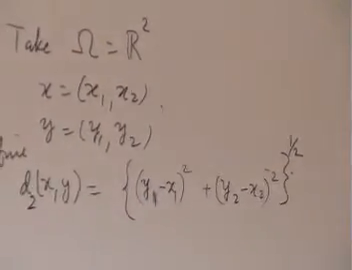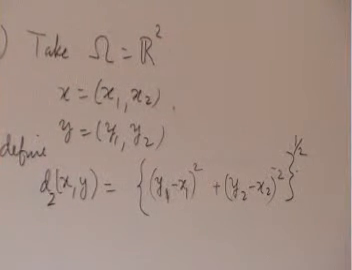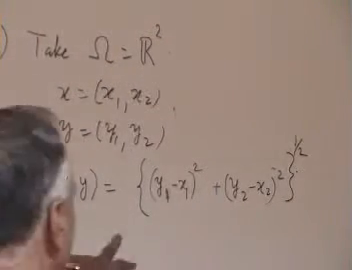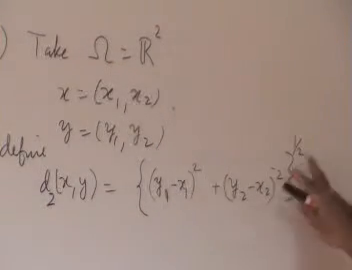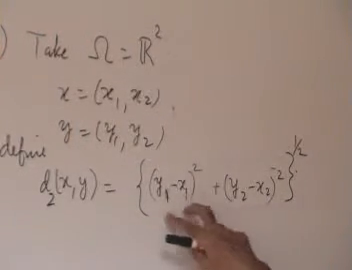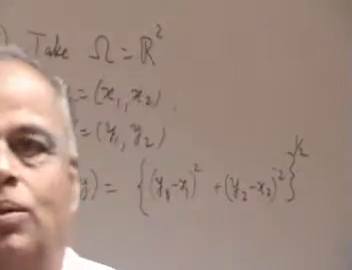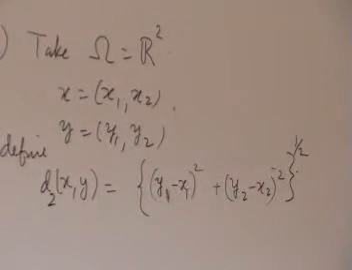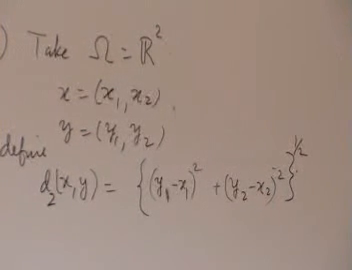Okay. Now this satisfies all these properties. Certainly it's non-negative. Whenever I say square root, I mean the non-negative square root. When is that 0? The sum of the squares is 0 only if each one of them is 0. So y1 minus x1 squared must be 0. So y1 must be equal to x1, y2 must be equal to x2. So the 2 points must be the same.